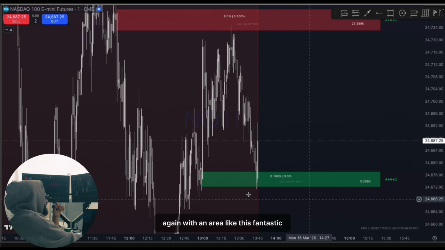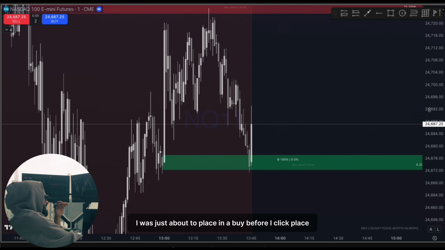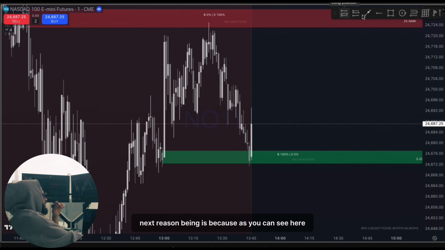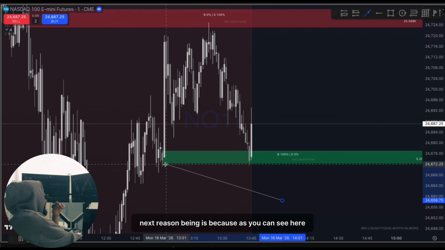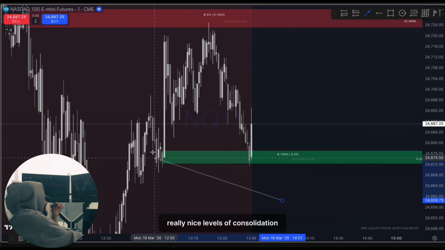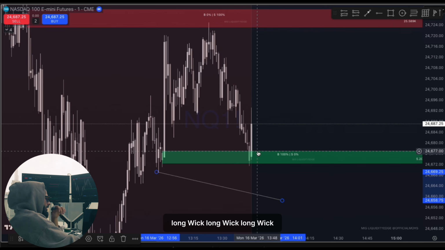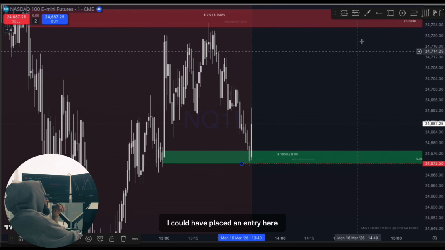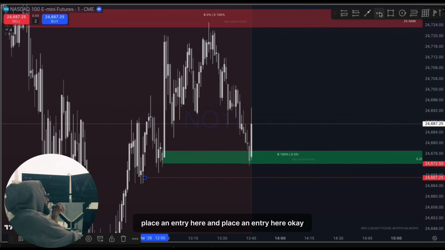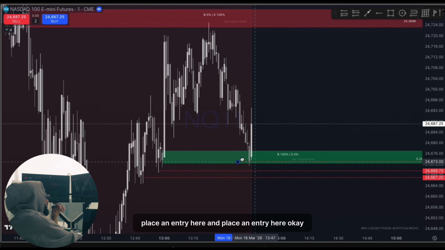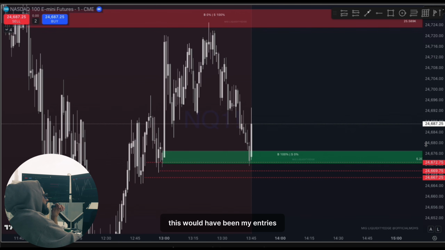Again, with an area like this, fantastic. I was just about to place in a buy before I place next. Reason being is because, as you can see here, really nice levels of consolidation. These absorption wicks here at the bottom, long wick, long wick, long wick. If I wanted to be aggressive, I could have placed an entry here, here, and here. Okay, this would have been my entries.